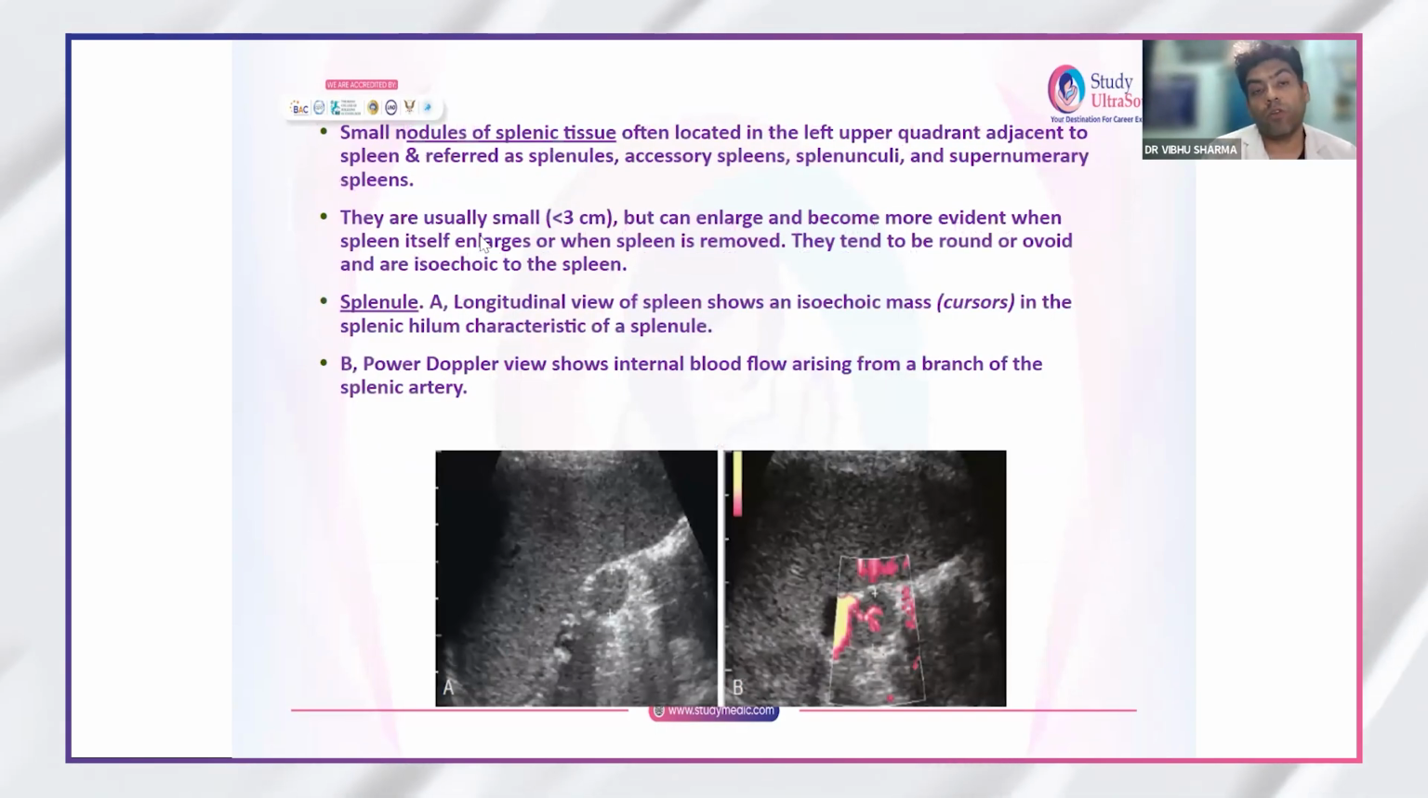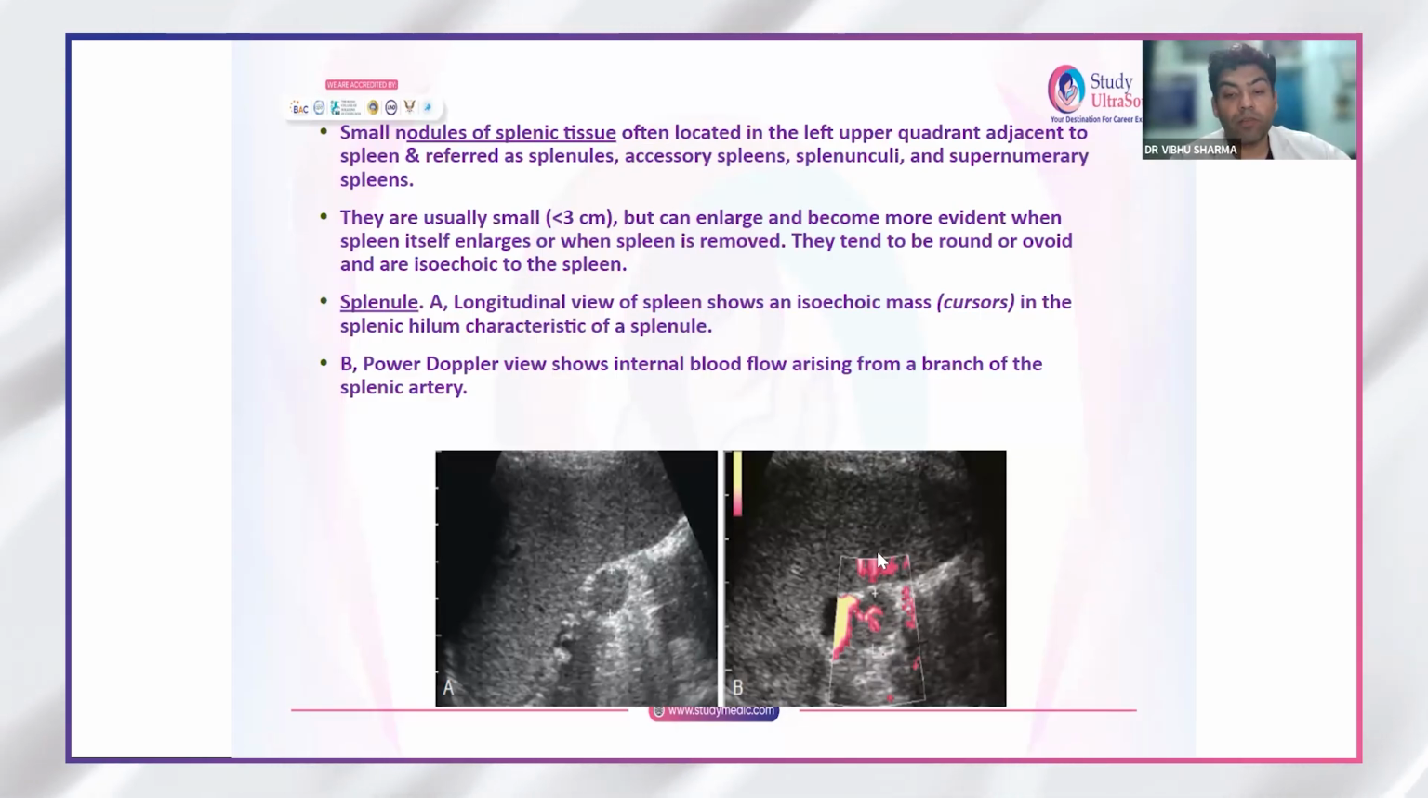Small nodules of splenic tissue are often located in the left upper quadrant adjacent to the spleen, referred to as splenules, accessory spleens, spleniculi, and supernumerary spleens. They are usually less than 3 centimeters, but can enlarge and become more evident when spleen itself enlarges or when spleen is removed. They tend to be round or ovoid and isoechoic to the spleen. You can see these are the splenules. These are just accessory spleen, part of spleen only. Splenic tissue which is ectopic in location, and there can be vascularity arising from the splenic artery.